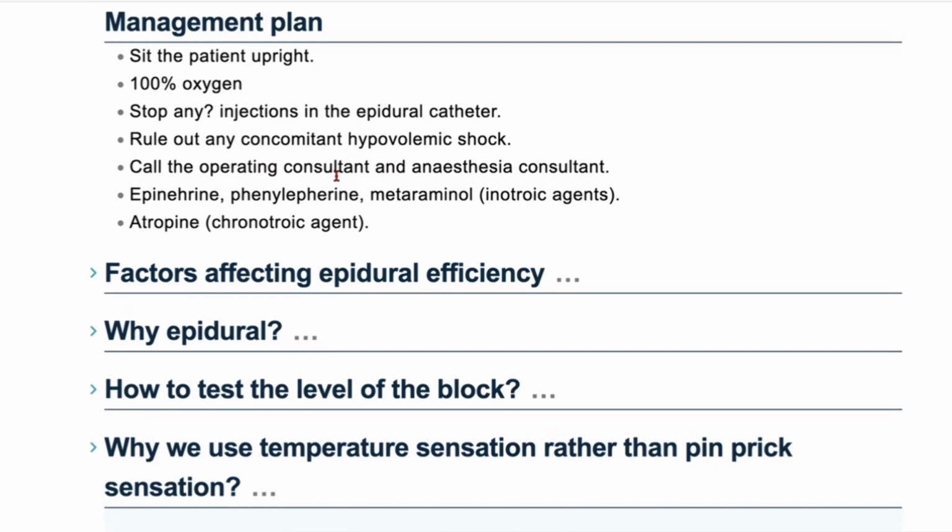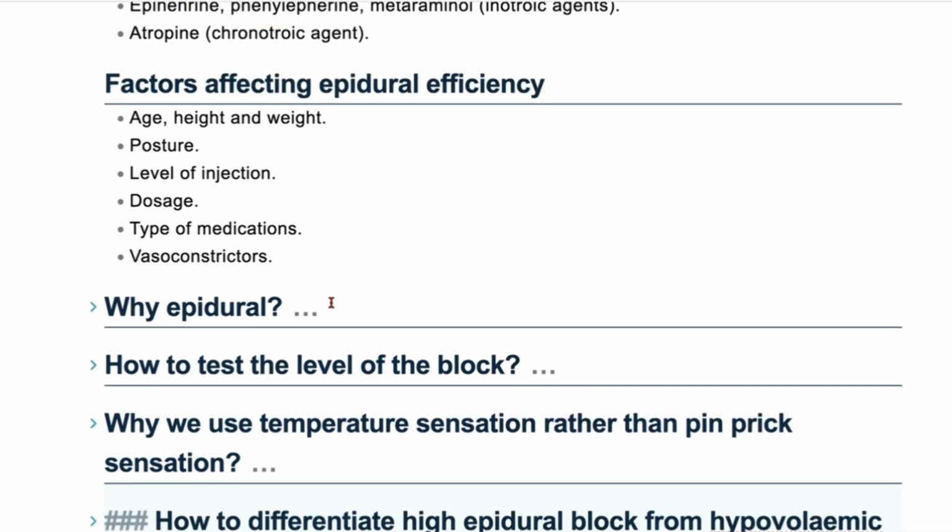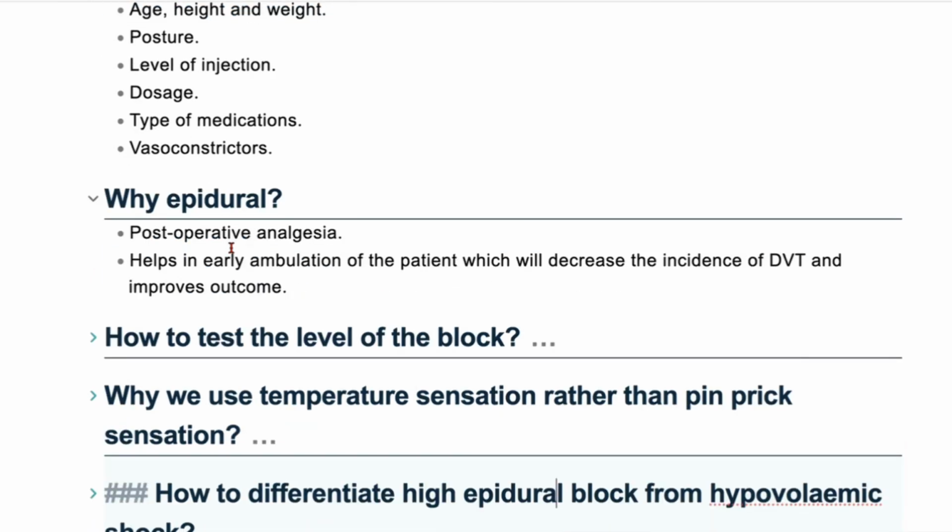Factors affecting epidural efficiency. The patient factors would be age and weight, and the procedural factors would be the posture of the patient, the volume of the drug, the type of medication, the dose of the drug injected, and also the efficacy of metabolism. Why do you think epidural is sometimes preferred? An epidural is sometimes preferred and most commonly used now in the UK for its enhanced recovery pathway. It helps with patient mortality and morbidity as they're able to mobilize quickly and have a reduced level of DVT. They also have very good outcomes and can be used for anesthesia and analgesia as well.